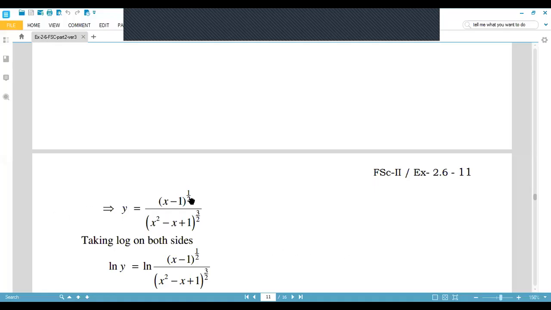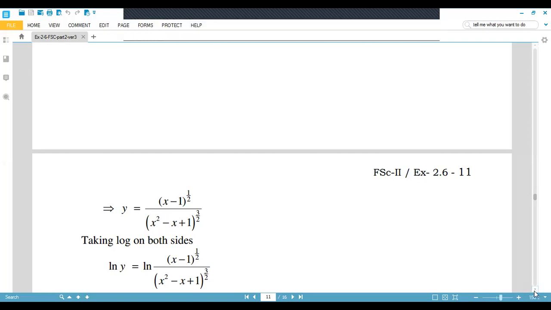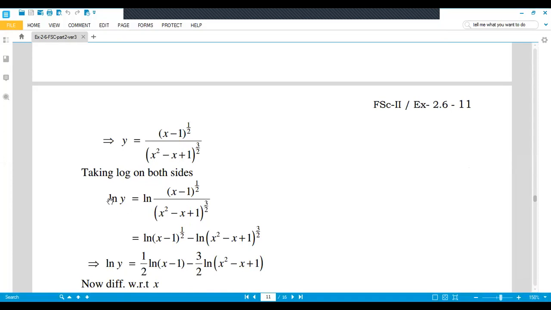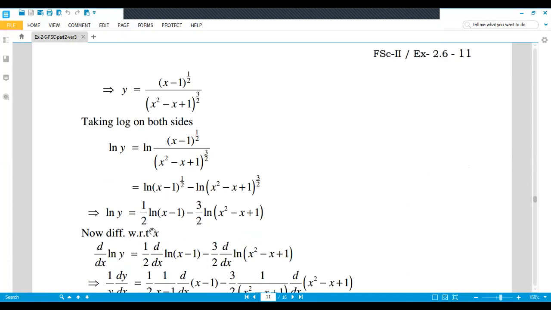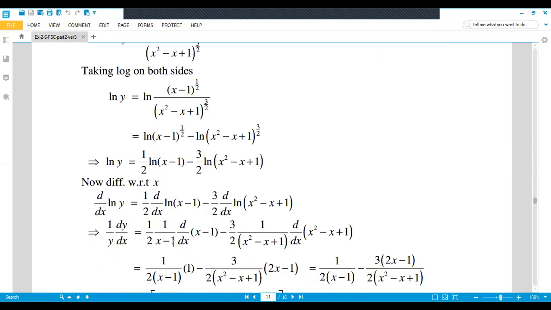Sorry, there is some net issue. So here you take the log on both sides, natural log of y and natural log of that value. You know the natural log rule: if something is given in a fraction, it is natural log of the numerator minus natural log of the denominator. Now simply differentiate with respect to x; the power will come as a coefficient. So 1 over 2, the derivative of natural log of x minus 1 is 1 over x minus 1, and then the further derivative of the inside. Similarly for natural log of x square minus x plus 1.